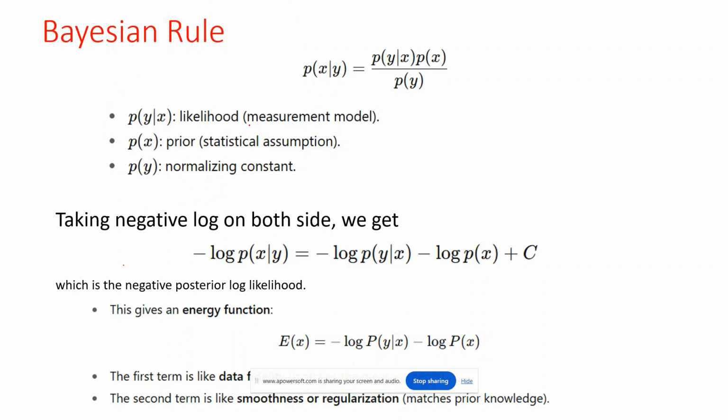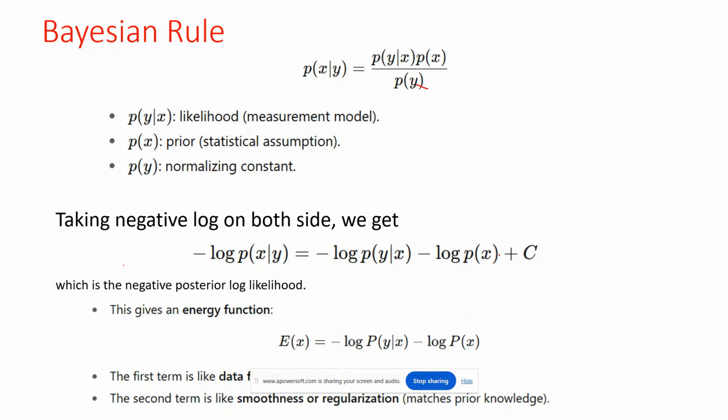The Bayesian theorem is P of x given y equal to P of y given x into P of x divided by P of y. So posterior equals likelihood into prior divided by the normalization constant. We can simply omit the normalization constant. The remaining term would be P of x given y equal to P of y given x into P of x. We can take the negative log on both sides, which results in minus log P of x given y equal to minus log P of y given x minus log P of x plus C.